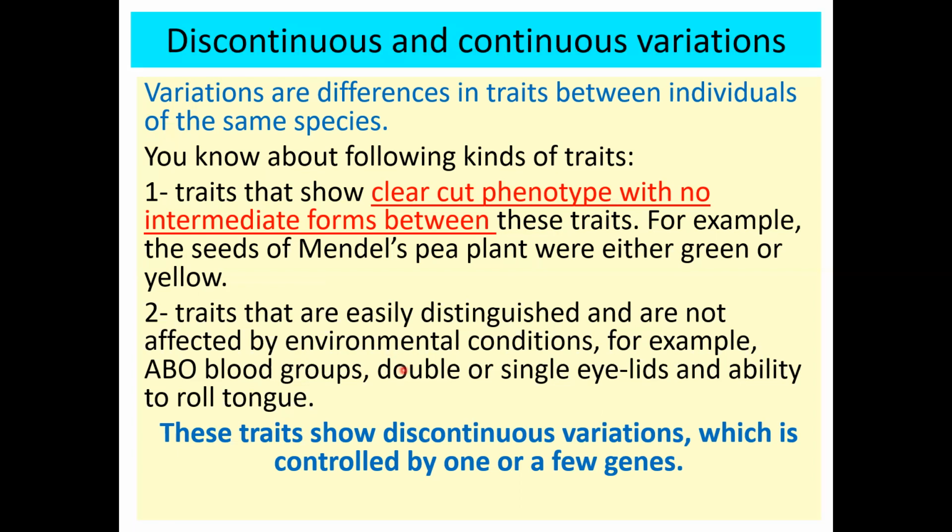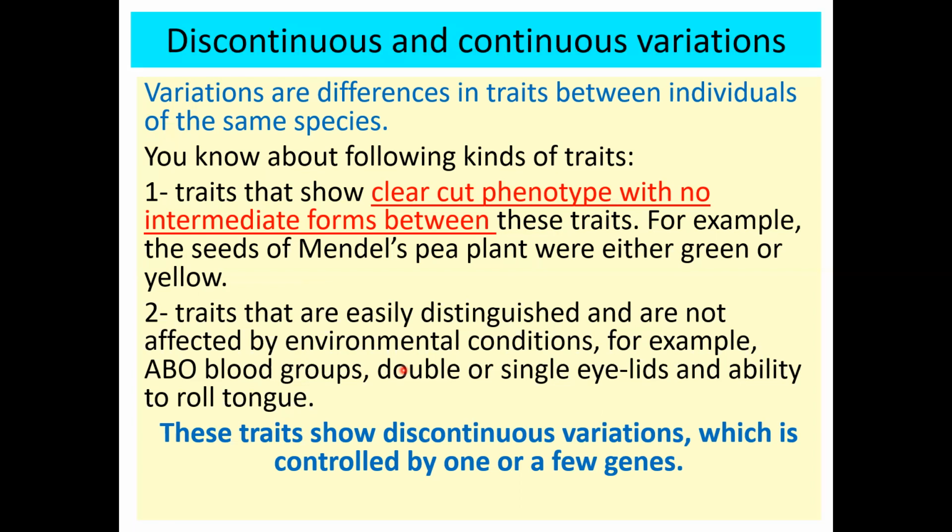Some people have the ability to roll their tongue. Some don't. There is no intermediate between that, where I partially roll the tongue. No, there is no such case. Either my earlobe is attached to the chin or it is free. I either have a widow's peak or I don't. Such types of things are known as the discontinuous variation.